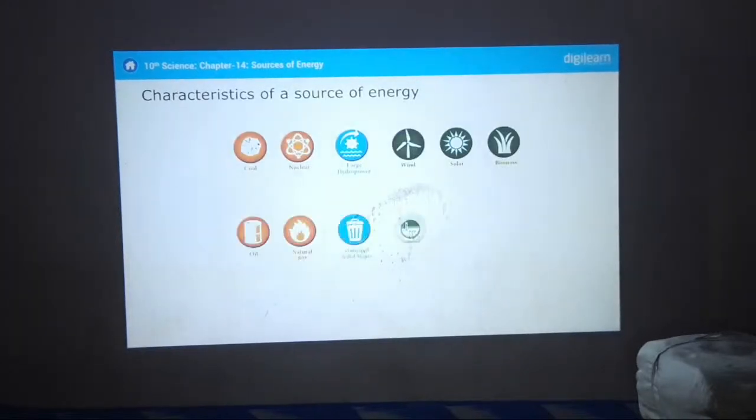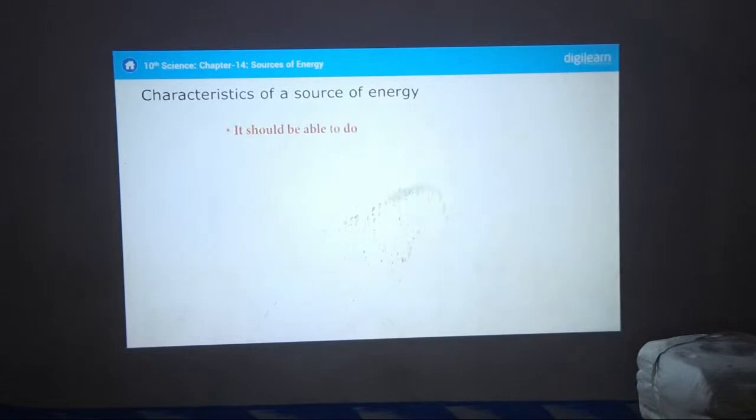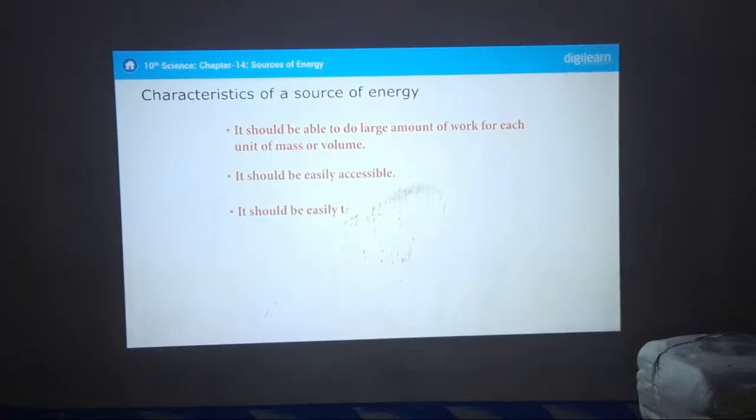Characteristics of a good source of energy. It should be able to do a large amount of work for each unit of mass or volume. It should be easily accessible. It should be easily transported. It should be economical.